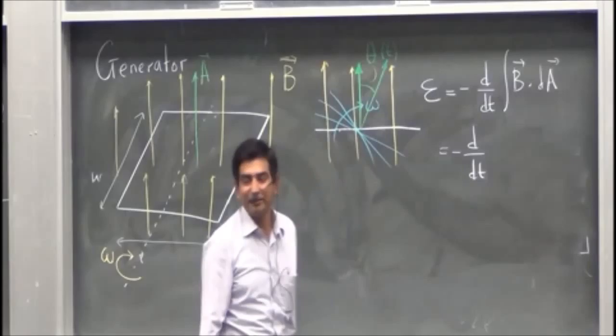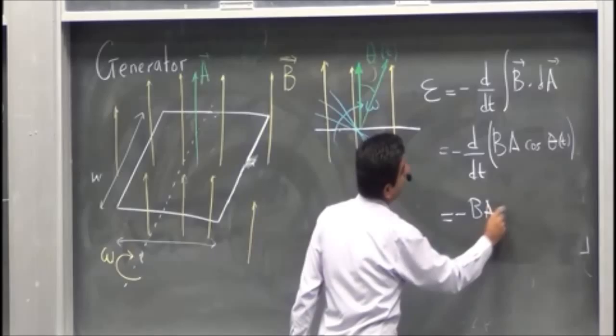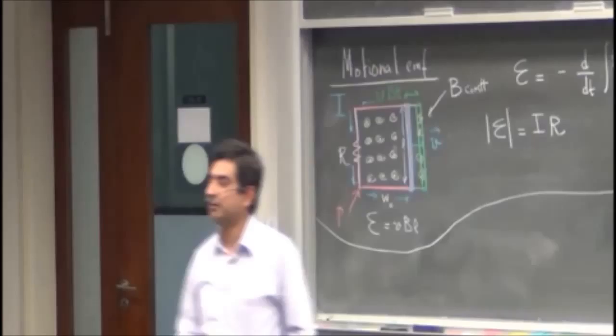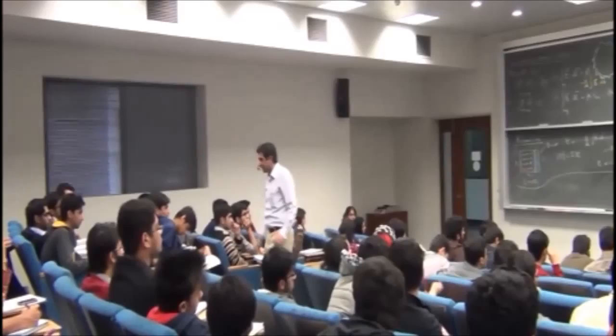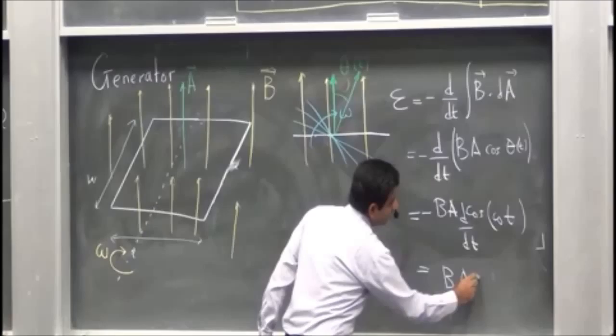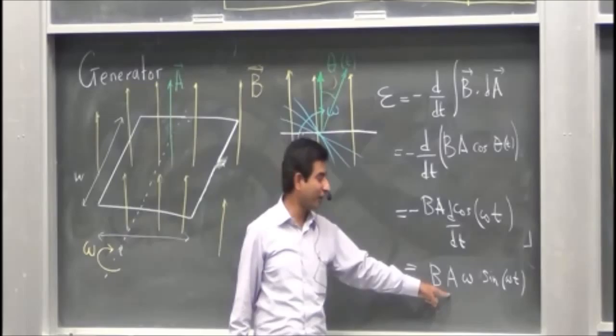So now if I would like to compute this integral, it's simply minus d by dt of B into the area into the cosine of the angle. Now B is constant, A is constant, I just have cosine of theta, which is a function of time. Minus B A times the derivative of cosine of theta. Now what is theta? Theta is just omega t. So this is B A omega sin omega t.